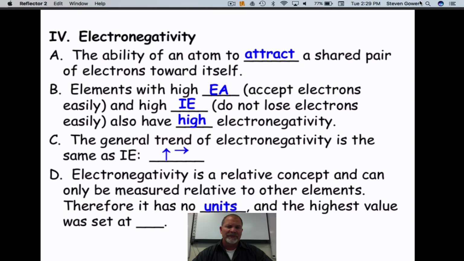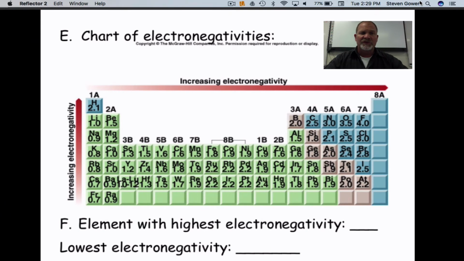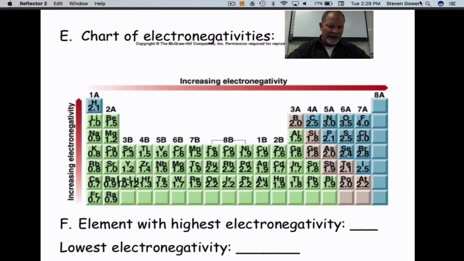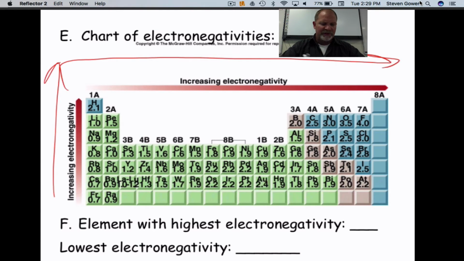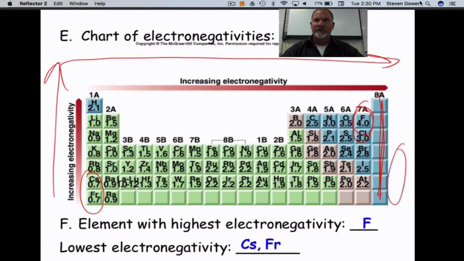Electronegativity is a relative concept, therefore there are no units, and they're all relative to each other as elements. The highest number they get to is 4.0, but there are no units with it. And here's our chart of electronegativity. We see it increases going up and then to the right. That's where we see our increase. In the general trend, the highest electronegativity is up here. Usually our noble gases do not have one because they do not want to attract. The king of the hill is fluorine at 4.0, and the lowest ones down here are cesium and francium. They have the lowest electronegativity.